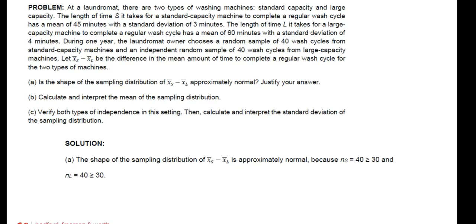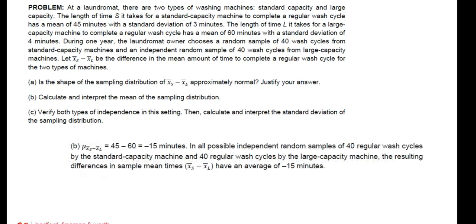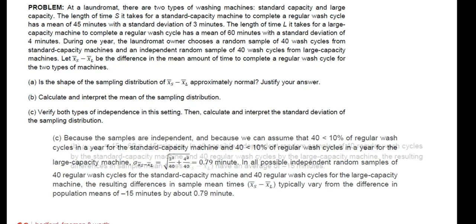So you're just going to subtract the means in the order they said. It's S minus L there. So mean of 60 for L and mean of 45 for S. So that'd be 45 minus 60, which is negative 15. So negative 15 minutes. If we took all possible samples of size 40 for the regular wash cycles and 40 for the large capacity wash cycles, the result or the difference in the sample mean times would be an average of negative 15 minutes. Use the context of the problem there.